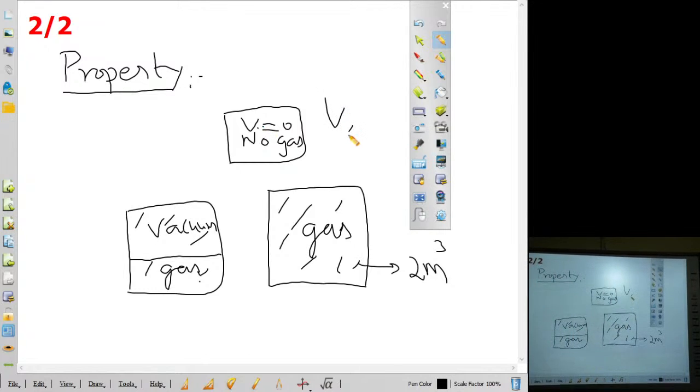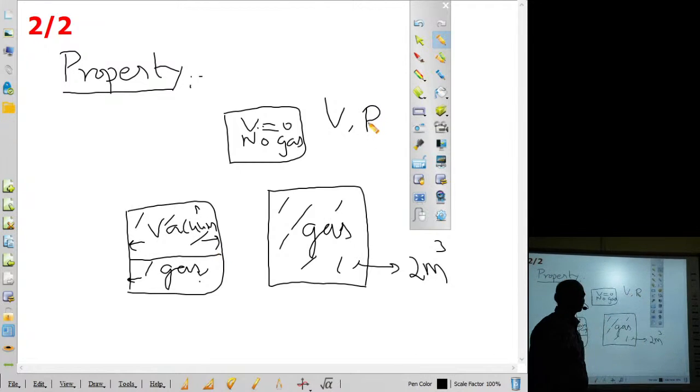Then, next, when gas is there, it will apply pressure in all directions. This is Pascal's law. If gas is not there, there is no pressure acting on the sides. So pressure will be 0. So no pressure, no gas. So without pressure also, gas cannot exist. Gas is there, volume is there. Volume is not there, gas is not there, and gas is having volume means volume belongs to the gas. So like that, pressure belongs to the gas.